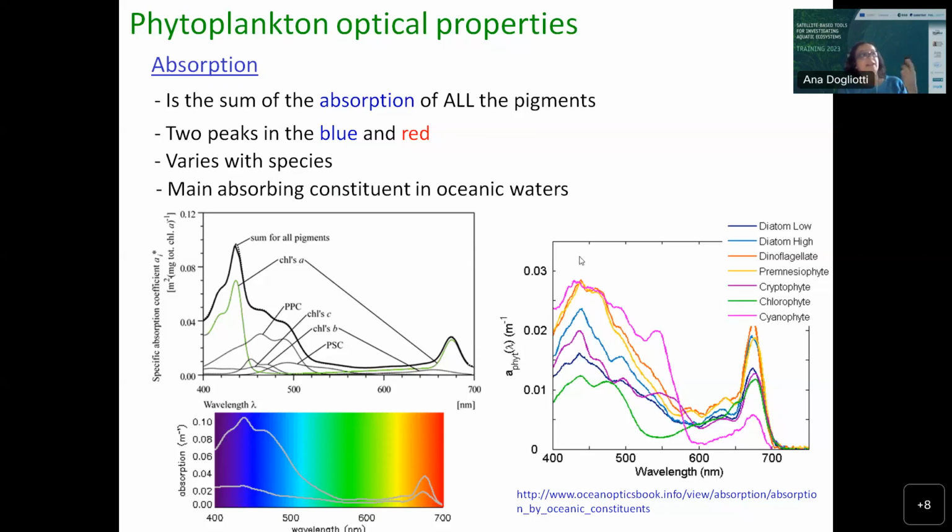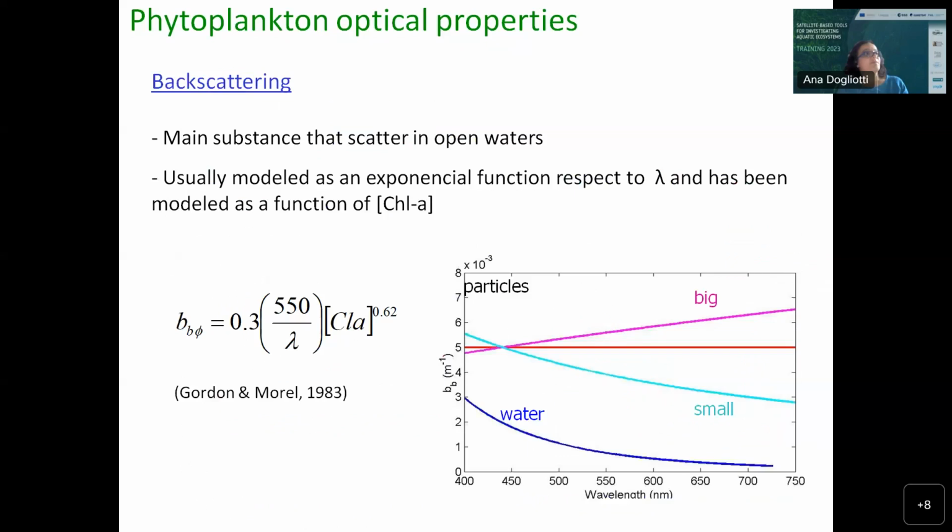Okay, in general, phytoplankton is the main absorbing constituent in the more open ocean, or what we call oceanic waters, while in the more coastal areas, usually you have other constituents like sediments that also contribute to the total absorption.